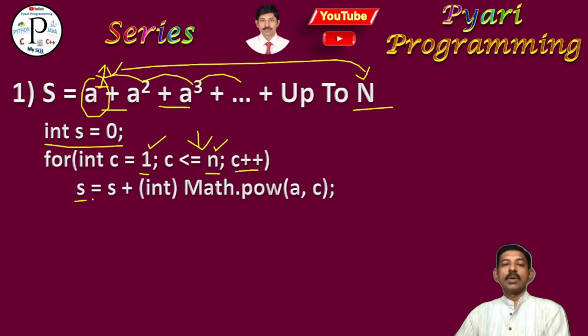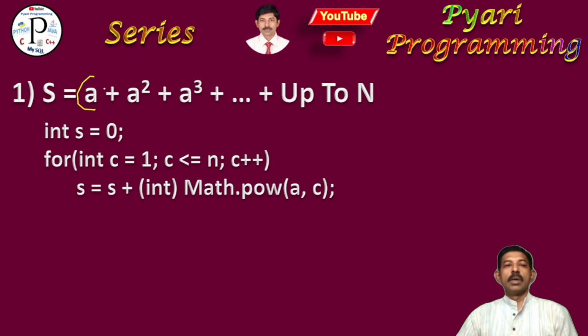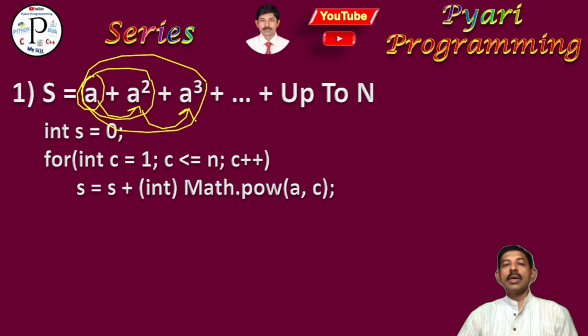So that's why I will say sum is equal to sum plus. That means the previous sum result will be added with the next square value, and the complete sum result will be added to a to the power 3. Like this, this complete sum will be added to the next power, that is a to the power 4. Like this it will calculate. So that's why sum plus.